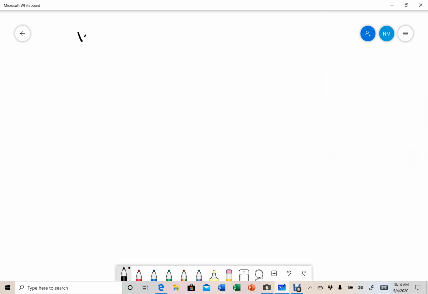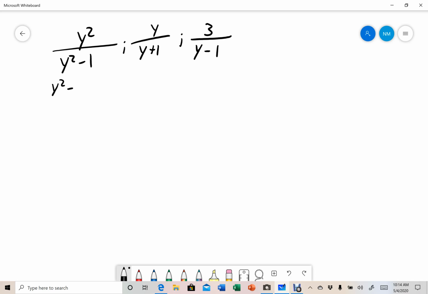We've got y squared over y squared minus 1. Okay. Then I've got y over y plus 1, and then I've got 3 over y minus 1. We're going to do the same thing, write these out. So we've got y squared minus 1. That gives me y plus 1 and y minus 1. Okay, my next one is y plus 1. Well, that doesn't get any easier than that. Okay, that really doesn't need to be factored at all. Neither does y minus 1.